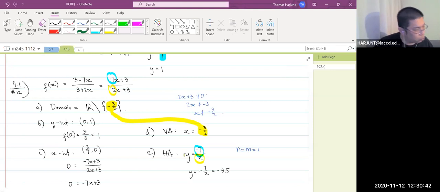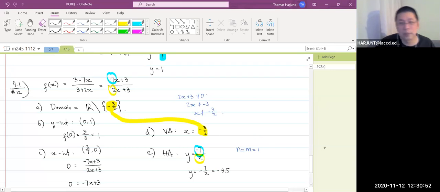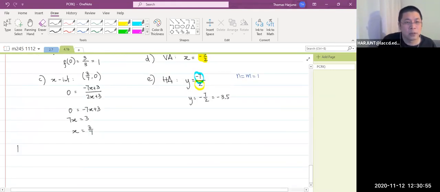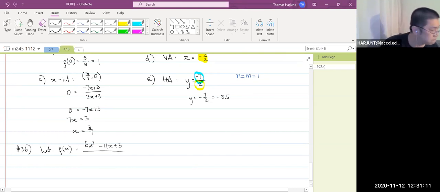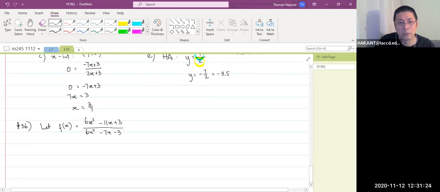Now I would like to do more problems. Let's say number 36 from this section 4.1. Let f(x) equal 6x squared minus 11x plus 3 over 6x squared minus 7x minus 3. You need to know how to factor this though. I don't forgive you if you don't know how to factor. You have to know how to factor at this point.